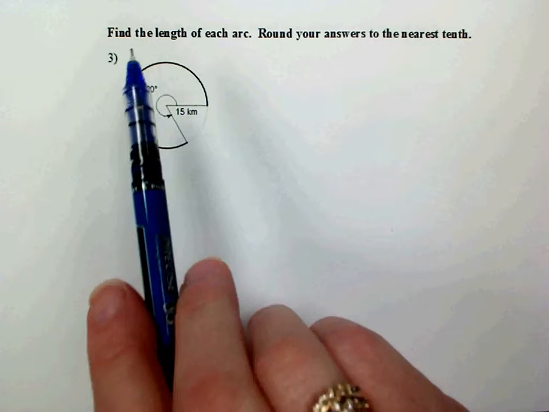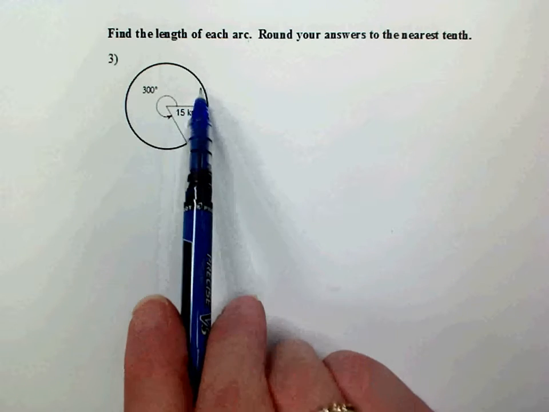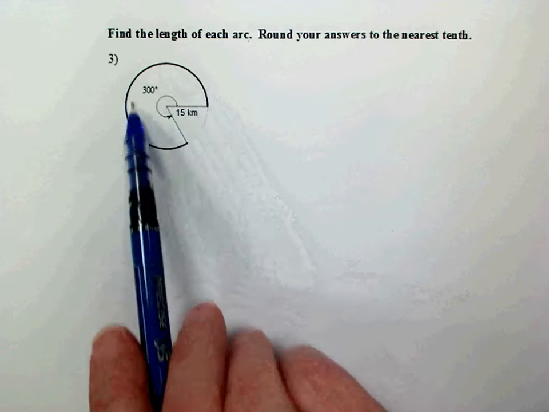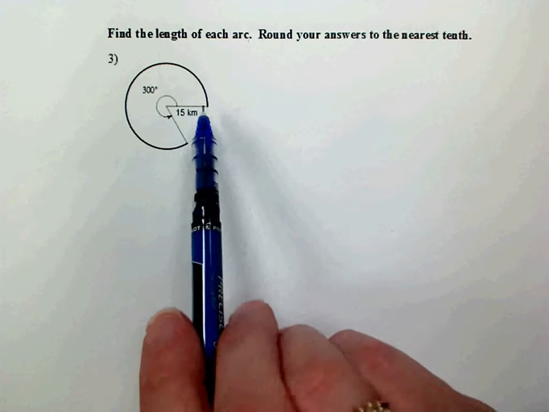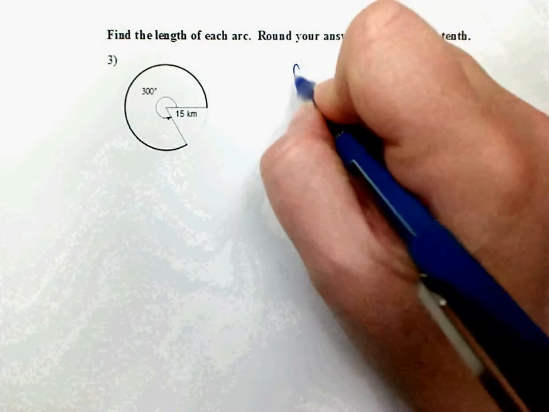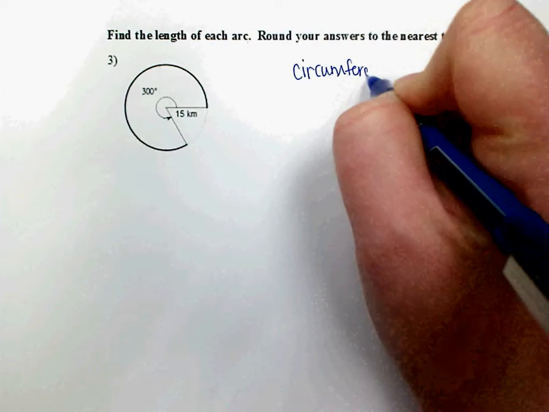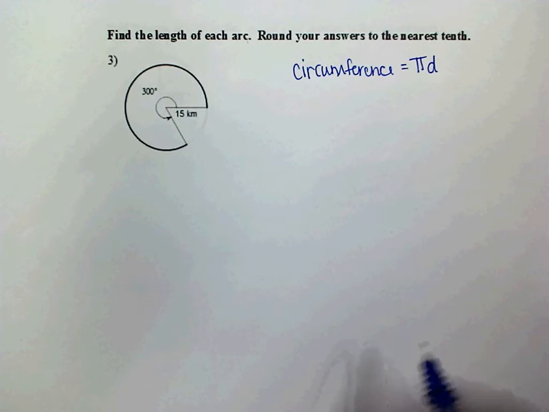On number 3, we're finding the length of each arc, and the arc that we're looking at here is the one that is bolded here, which is from here to here. So it's a good ways around the circle. Remember, we have a word for the whole distance around the circle, and that's called the circumference. And the way that we find the circumference of a circle is to multiply pi times the diameter.